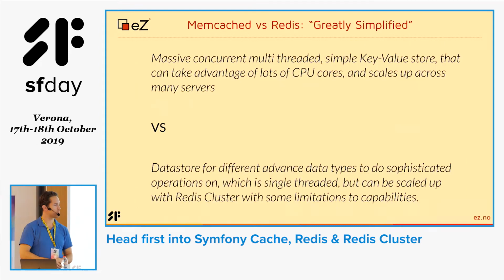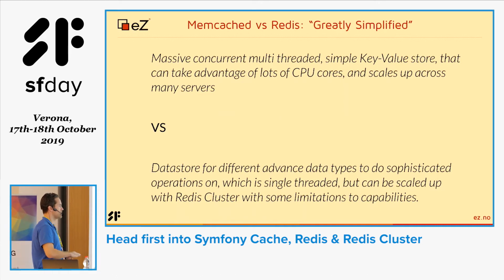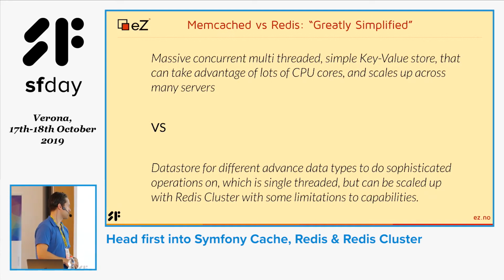So if we were to try to simplify this gravely, too much maybe, one of them is a massive concurrent multi-threaded simple key value store that can make use of lots of CPU cores and scales across a lot of servers. So that's Memcache. Redis, however, is more of a very advanced data store, with lots of data types and sophisticated operations that I will show you in a bit, but single-threaded. So in that case, you need to use this Redis Cluster to scale it up.